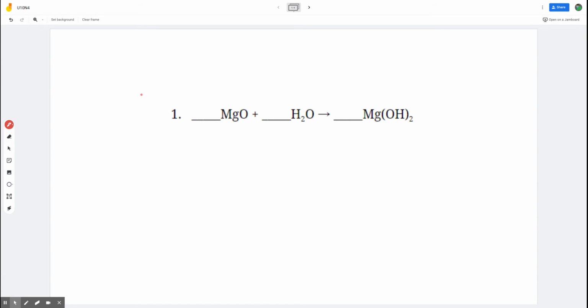Here are the notes for N4. This is page 12 in your Unit 10 packet. So here we are balancing more chemical reaction equations, but you can see some of them will look a little different here. So now we have parentheses on some of the molecules.